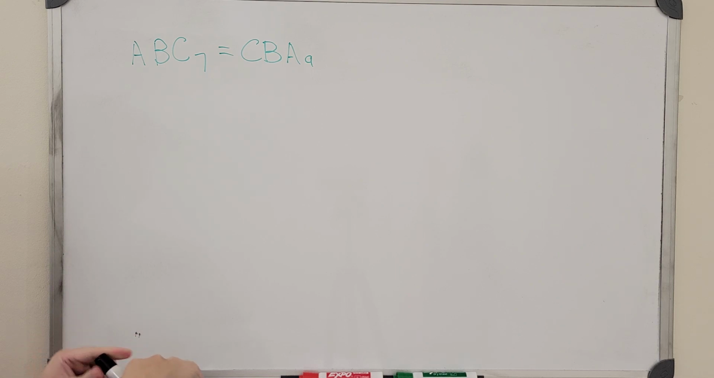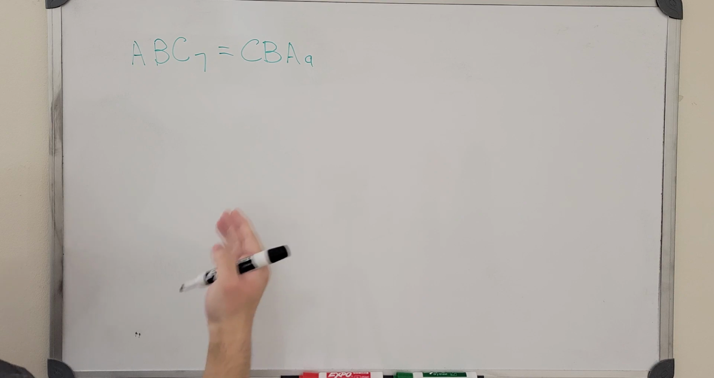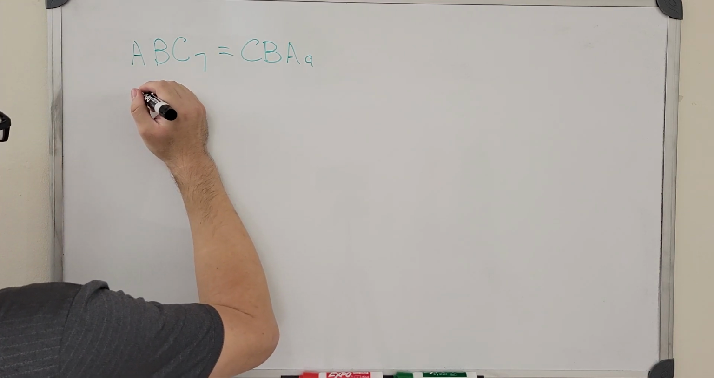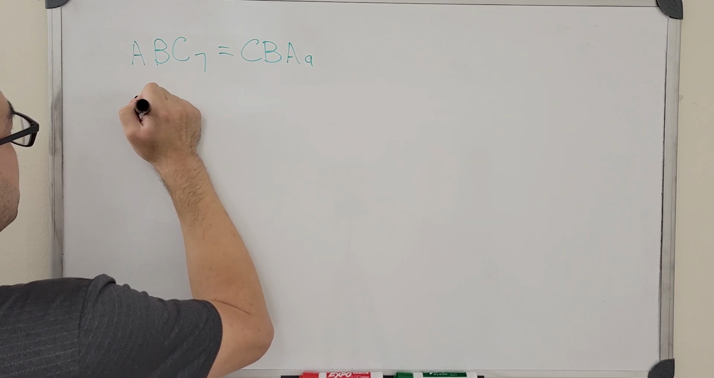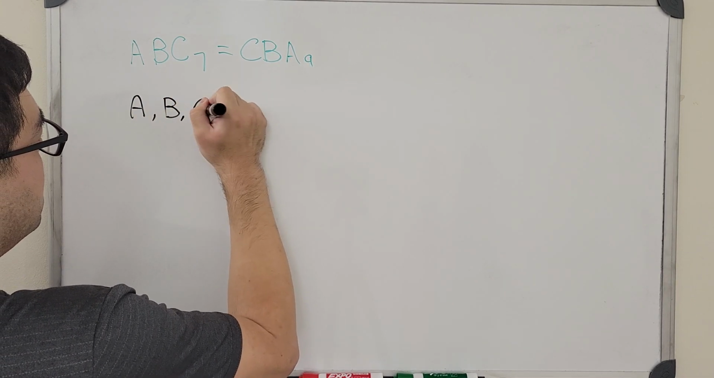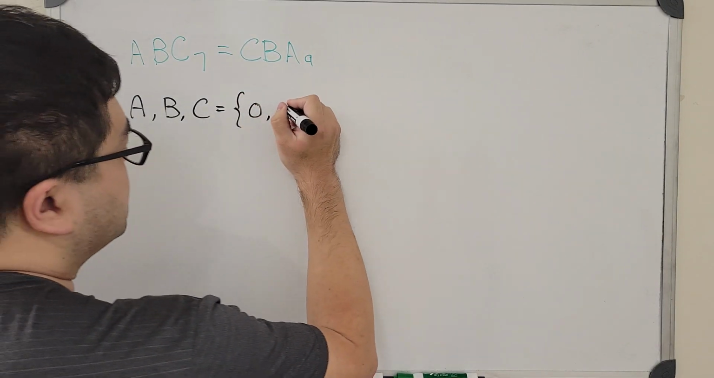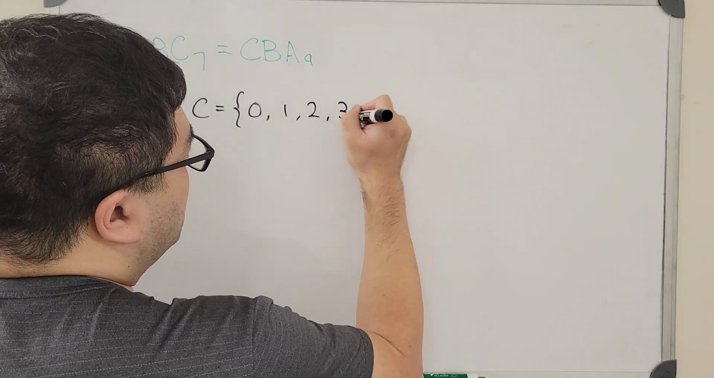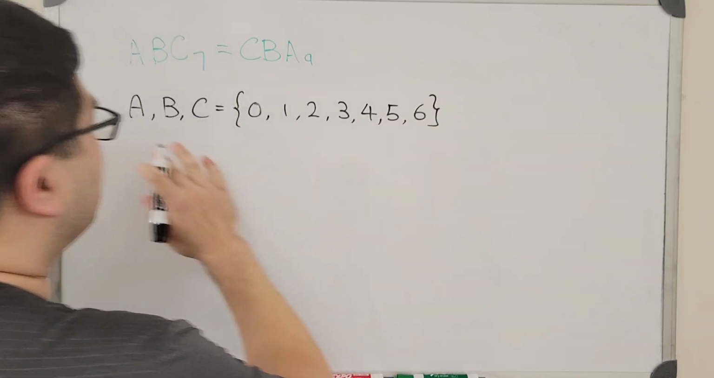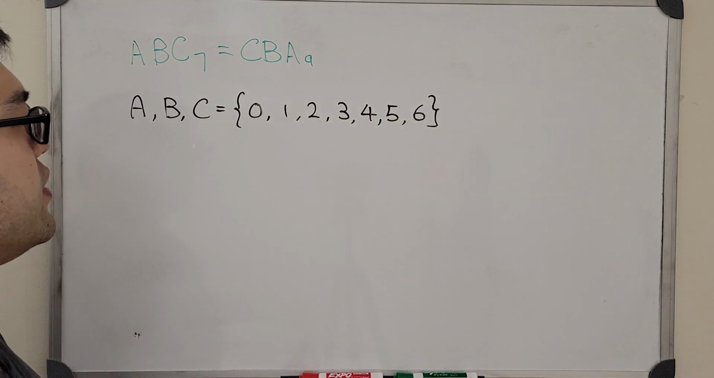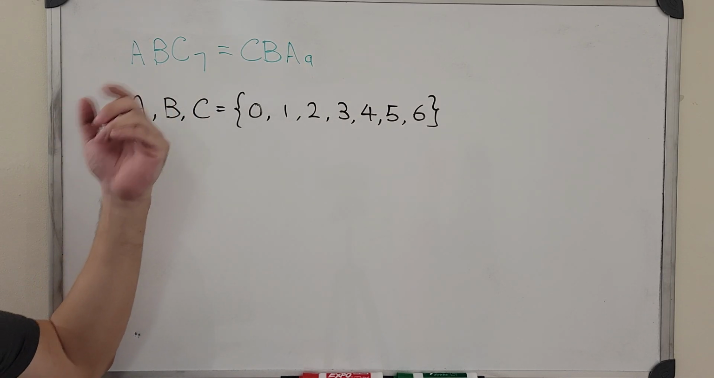So first, since A, B, and C are digits of the expression, and they're all digits in base 7, we know that A, B, and C must be one of the following digits: 0, 1, 2, all the way up to 6. And again, we cannot have these digits be 7 or higher because otherwise it will not be an expression in base 7.